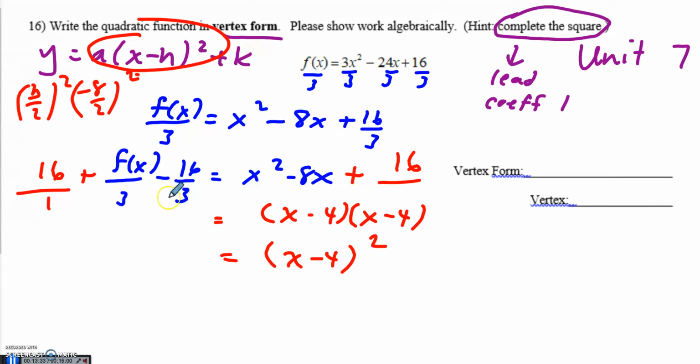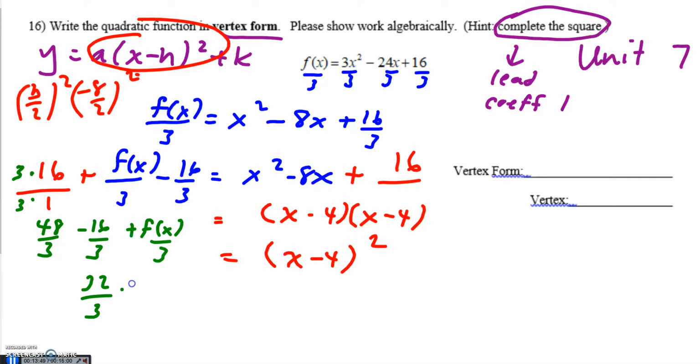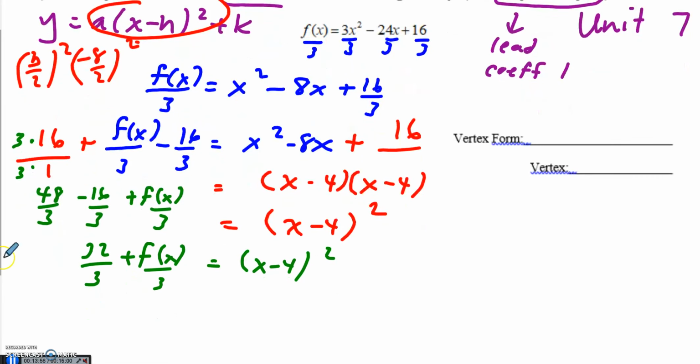3. So we need to multiply top and bottom by 3 over 3. So we have 48/3 minus 16/3 plus f of x over 3. These together would get me 32/3 plus f of x over 3 equals x minus 4 squared. Now my goal is to get f of x alone. So I need to move or subtract the 32/3 to the other side.